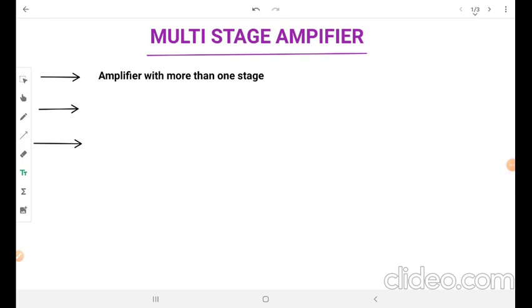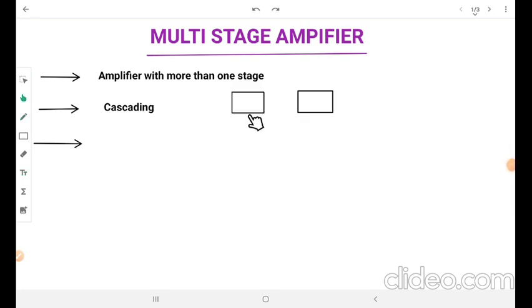Here the output from one stage is connected to the input of the next stage through a coupling device, some sort of coupling device. This type of connection, or this process, is known as cascading. That is, the output from one stage is connected to the input of the next stage through some sort of coupling device.